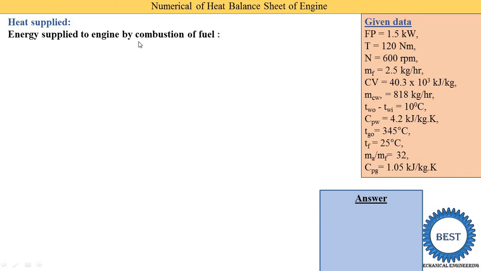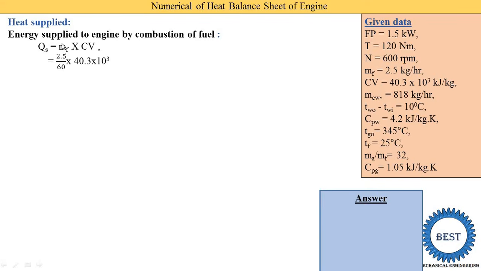So energy supplied to the engine is by combustion of fuels, meaning whatever amount of diesel is supplied, its combustion takes place, and due to combustion some amount of heat is released. So it is MF, the mass of fuel, into CV. What MF is, we check in the given data here. MF is equal to 2.5 kg per hour, and calorific value 40.3 into 10 raised to 3 kilojoule per kg.